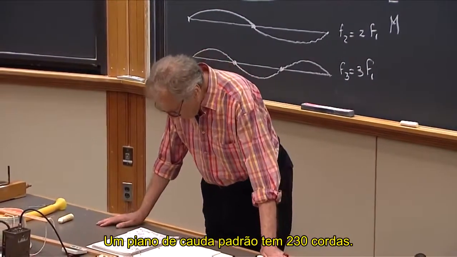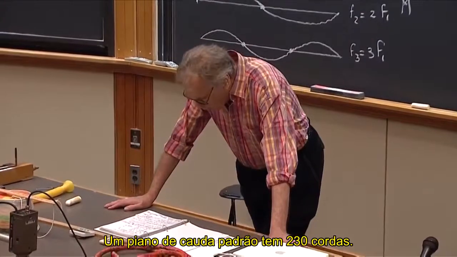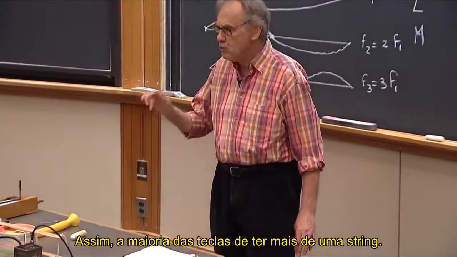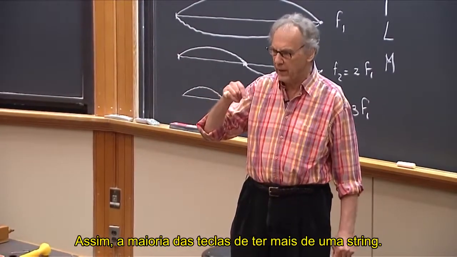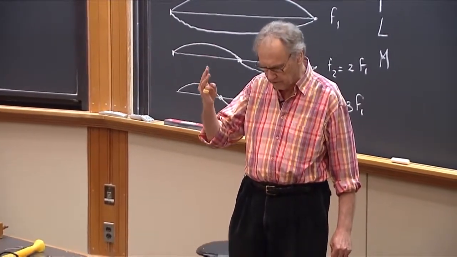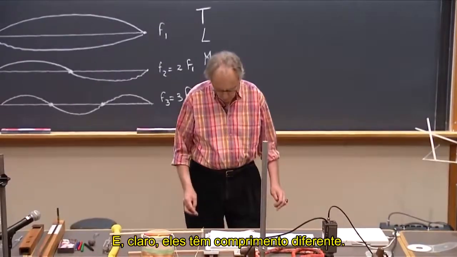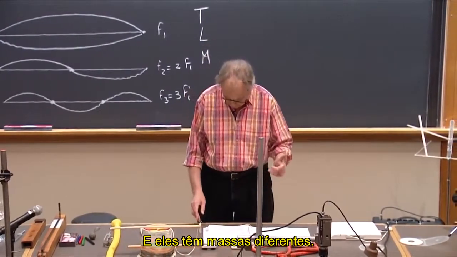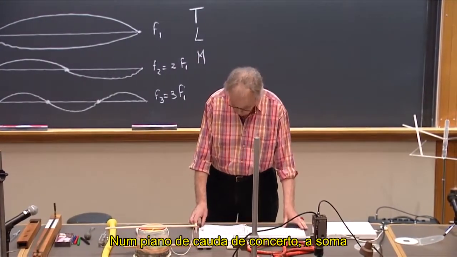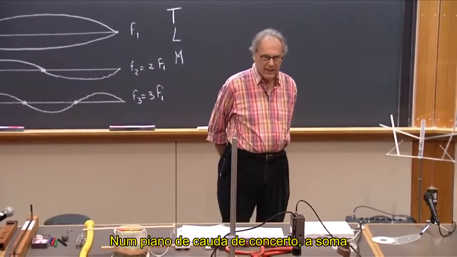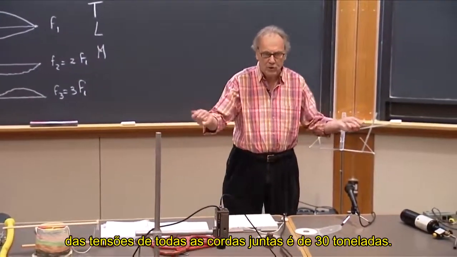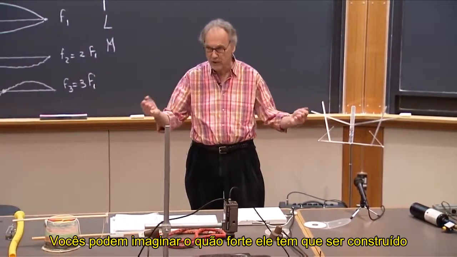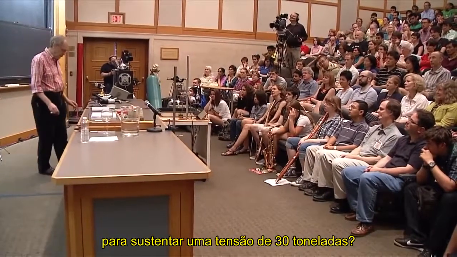A standard grand piano has 230 strings, yet it has only 88 keys, so most of the keys have more than 1 string. Many actually have 3 strings. And of course, they have different lengths, they have different tension, and they have different mass. If you take a concert grand piano, then the sum of the tension of all the strings together is 30 tons. You can imagine how strong it has to be built to have 30-ton tension.